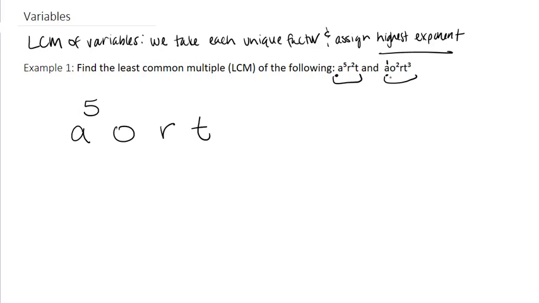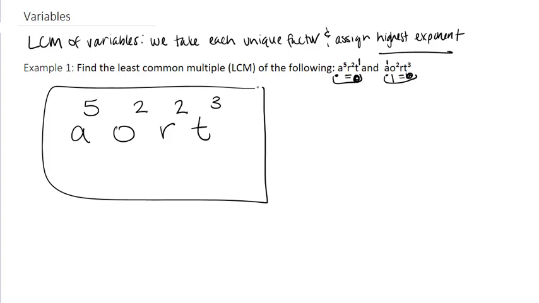Next, we're going to look at O. We only see there's only 1, so we're just going to take it to its highest exponent, which is just 2. Now we look at this R and this R, and we see that the highest exponent is a 2. And then lastly, we're going to look at the T. We're going to take the highest exponent, which is to the 3rd, as this is just to the 1st power. So our least common multiple of the following two terms is A to the 5th, O to the 2nd, R to the 2nd, and then T to the 3rd.